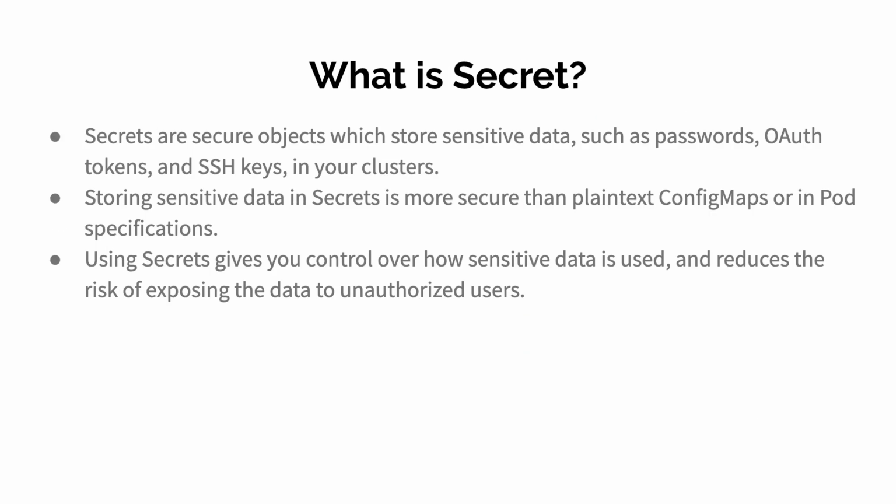So what is a secret? A secret is very similar to ConfigMap that we learned in the last video, but a secret is more used to store data which is sensitive in nature. It can be a password, auth token, access key, SSH key, etc., or even configuration files. The limitation of a secret is you can only create secrets up to 1 MB in size. This is to discourage creating big secret files.